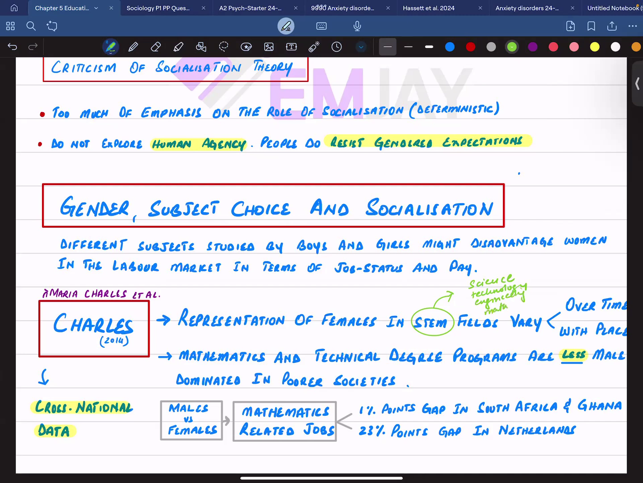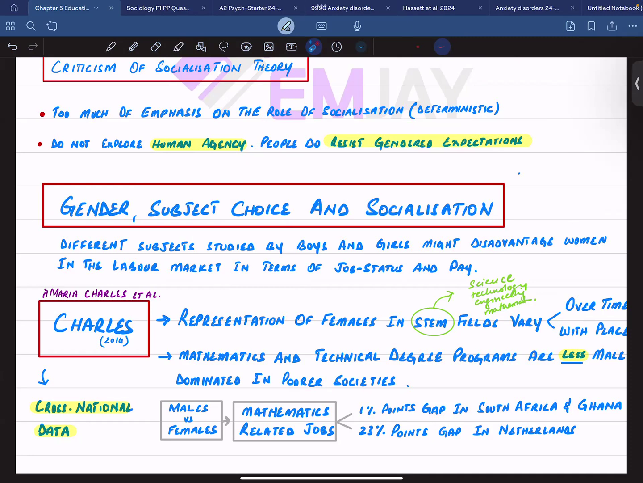That's a bit too crumpy, but that's the space I have. So, according to the study conducted by Charles et al. in 2014, Charles et al., that means Charles and others, that is Maria Charles, and she was not alone. She had other colleagues with her too. What she found out was that the representation of females in STEM fields varies with time and across societies both.